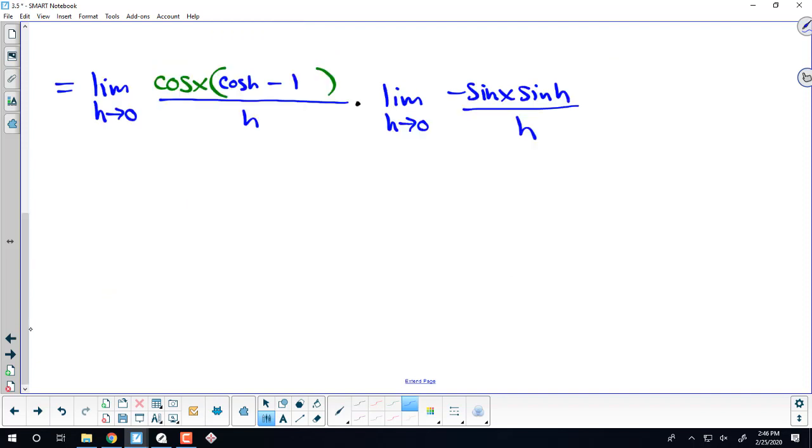At this point it looks kind of messy because we've got x's and h's, but we are computing the limit as h approaches 0. The limit operates on things that involve h. The limit does not operate on things involving x. So the things involving x we can take outside of the limit. Like this cosine of x can come out front and multiply that limit. Same thing with this sine x here.